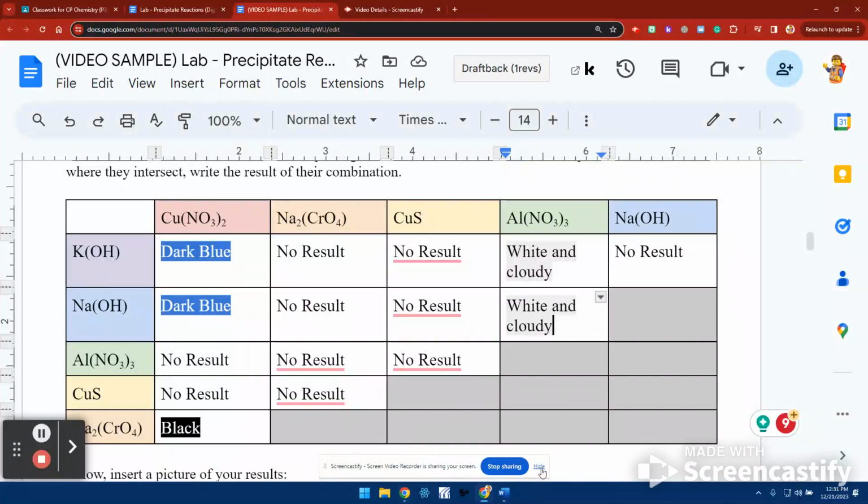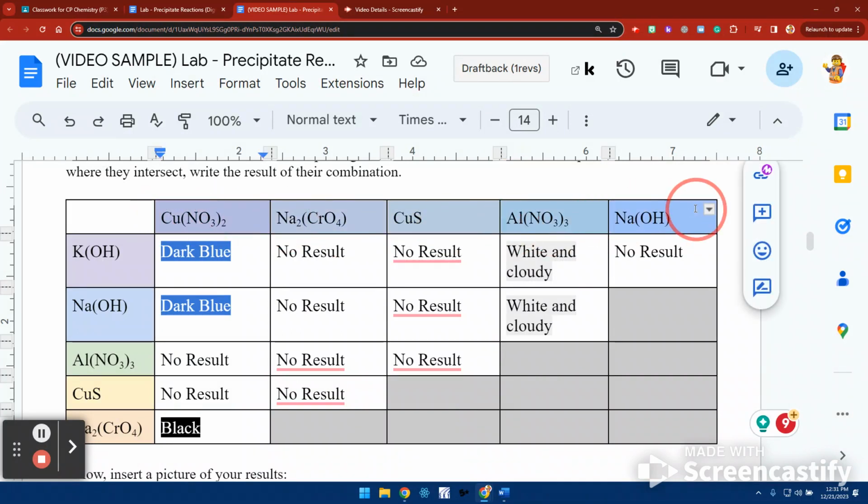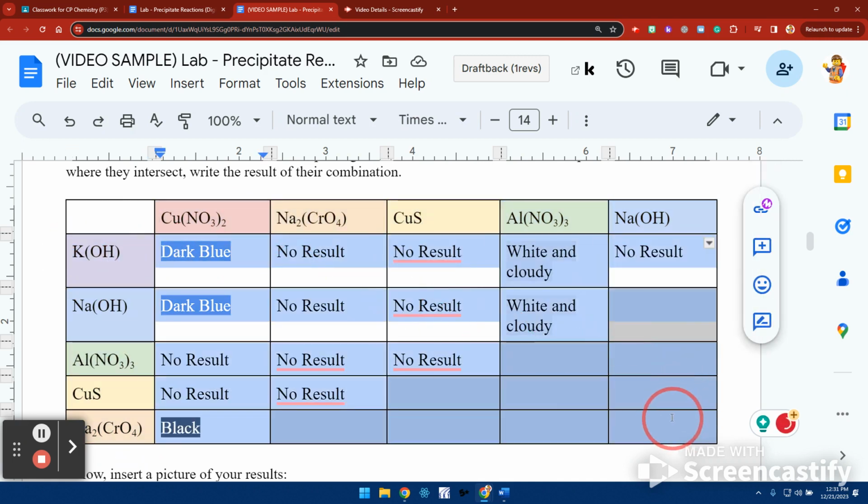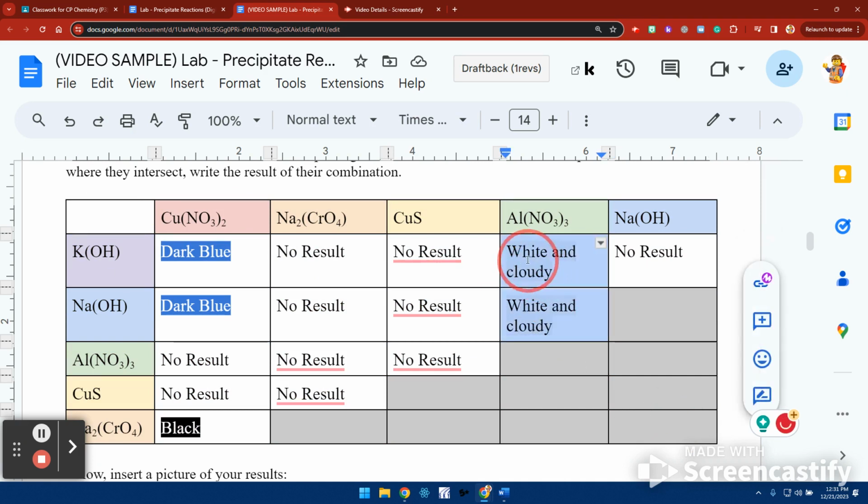All right, everyone, this is part 2 of the video helping you with the Precipitates lab. You are now at the point where you have completed the lab activity. You have written down all of the ionic compounds that you combined, and inside the table, you wrote down what the results were. And you were looking for matches, right? You were looking for 2 different combinations that gave you the same color precipitate.